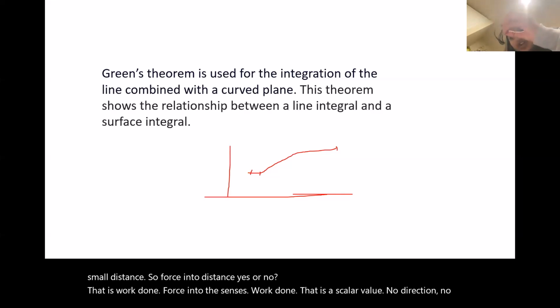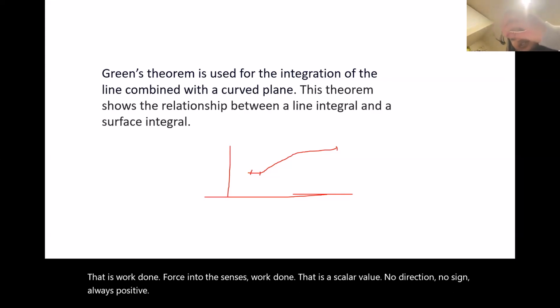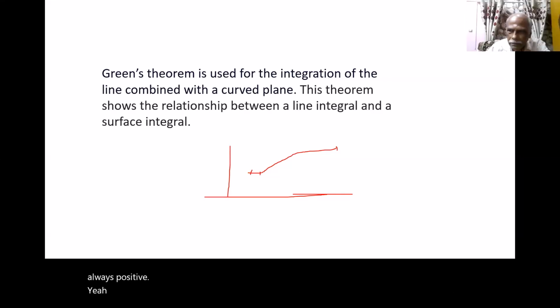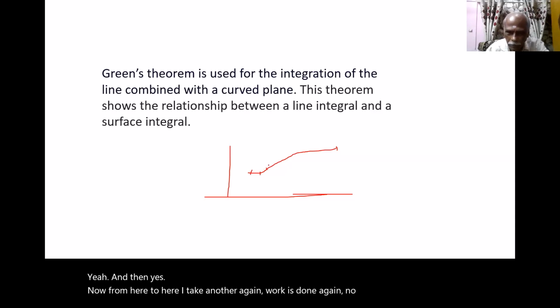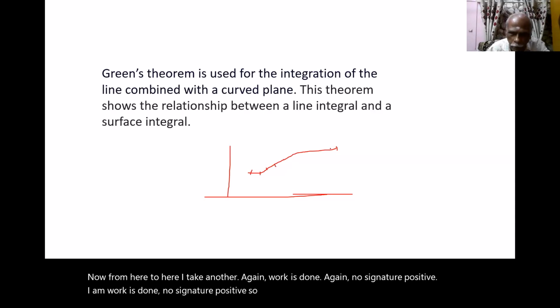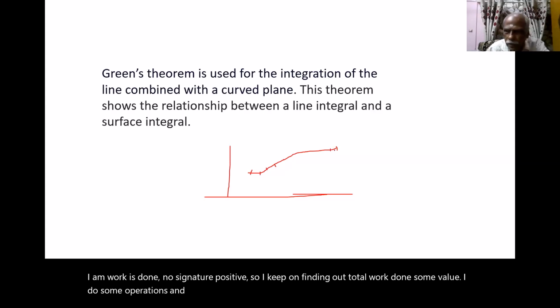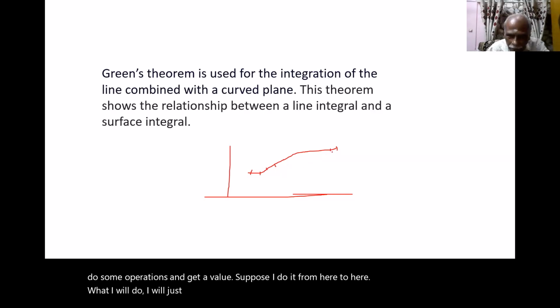Always positive. If the curve is a closed conservative curve, then it's zero. Now, from here to here, I take another. Again, work is done. Again, no sign. Positive. Again, work is done. No sign. Positive. So I keep on finding out the total work done, some value. I do some operations and get a value. Suppose I do it from here to here. What I will do? I will just do the same thing, subtract from this one by one.